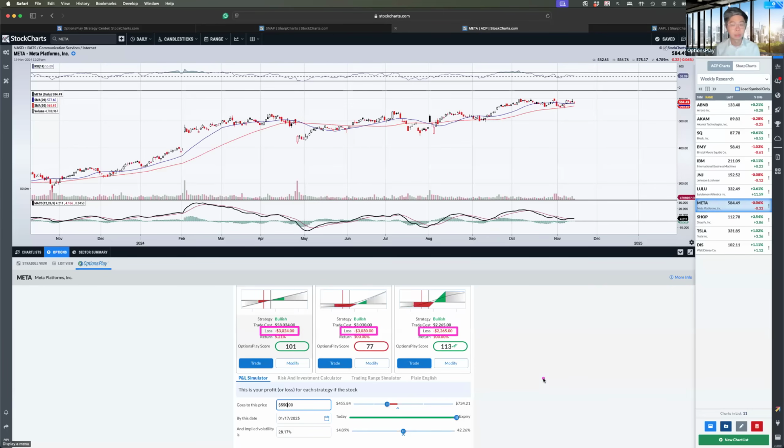And as you can see, the strategy on the right not only provides me with the highest return if I'm right, but also the lowest amount of risk if I'm wrong on the specific trade. And that's why it has the highest options play score of 113. And there were a few questions before, when I was going through the strategy center, asking it to explain the options play score and explain what that means.